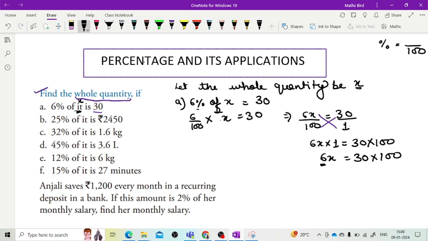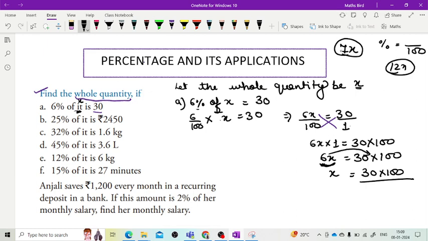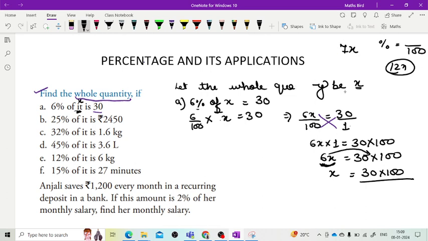Now 6 is in multiplication, so when 6 will come this side, the sign will be changed. 30 multiplied by 100. See, here 6 is with a multiplication sign, right? The sign is not there, but if it is written like any number, suppose 7 with x, that means 7 multiplied by x. 12x means 12 multiplied by x, right? So this is 6x, that means 6 multiplied by x.